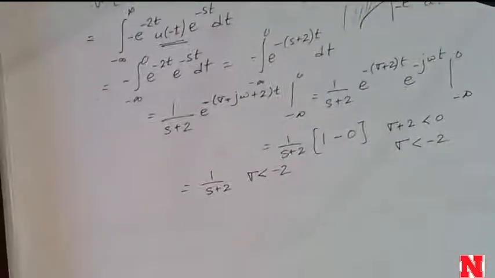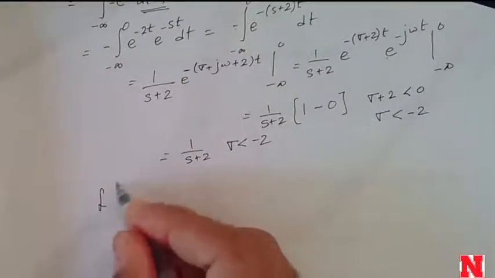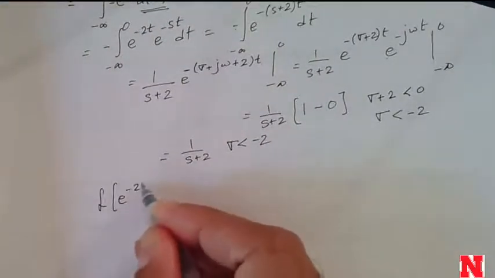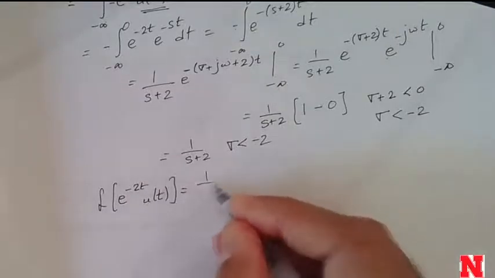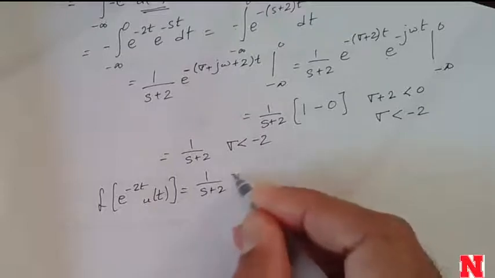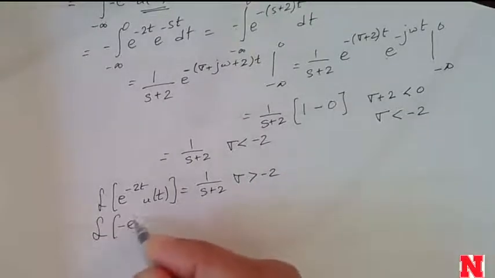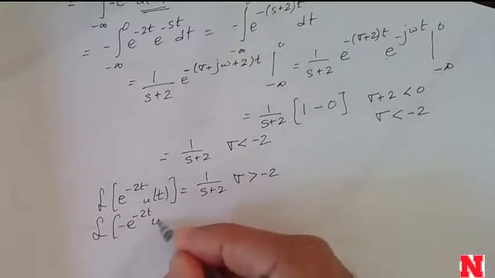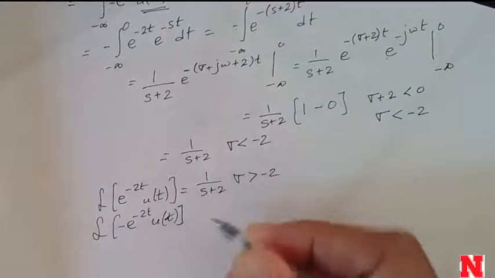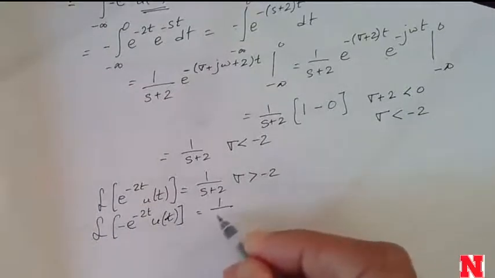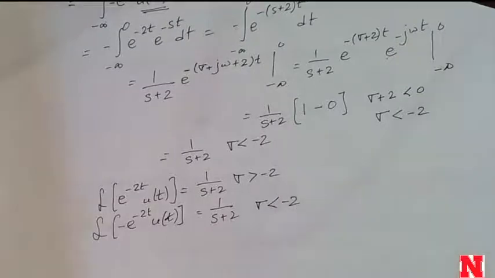All right, so let's write that out. Let's write both of them out. So the Laplace transform of e to the minus 2t u of t is equal to 1 over s plus 2, sigma greater than minus 2, and the Laplace transform of minus e to the minus 2t u of minus t is equal to, again, 1 over s plus 2, but now sigma is less than minus 2, right?